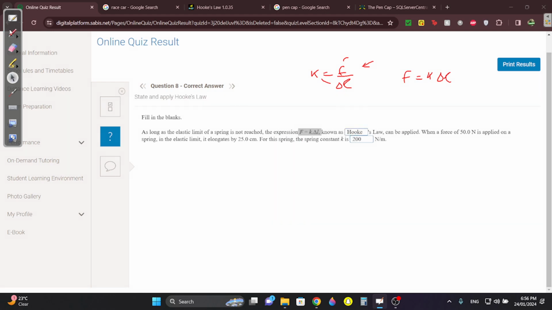So then they ask you, if the force is 50 newtons, the elastic limit elongates by 25. So they gave you delta L is 25 centimeters. Okay, find the spring constant. We said the spring constant is K equals F over delta L, so 50 over 25. But this is centimeters. We have to make this into meters. So what do we do? We divide by 100. So you take it to 0.25, and then you divide this, you get 200.